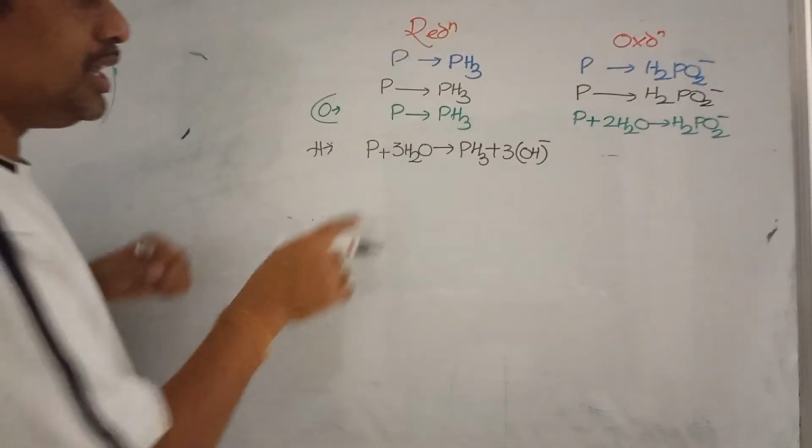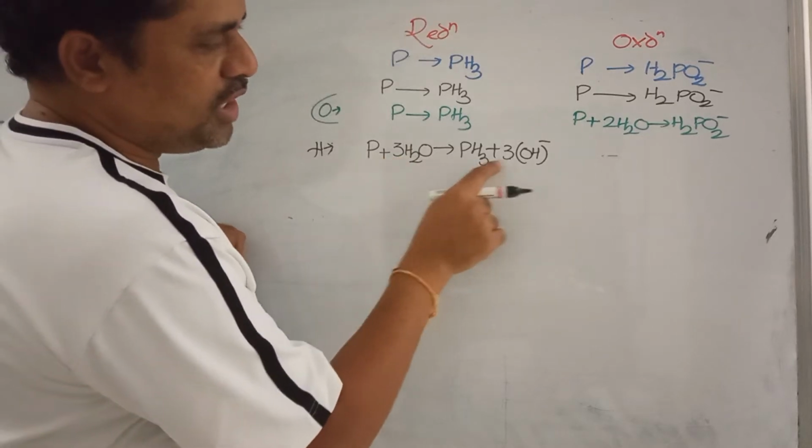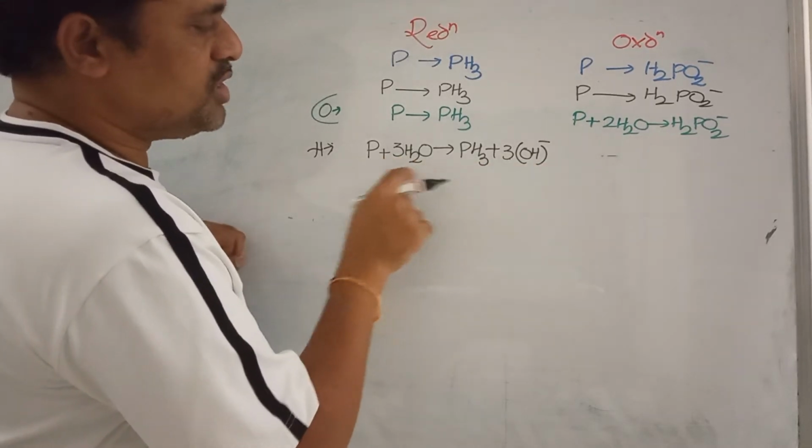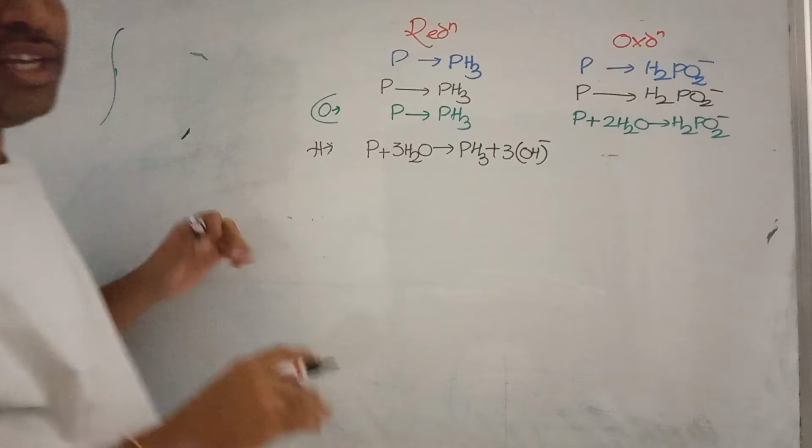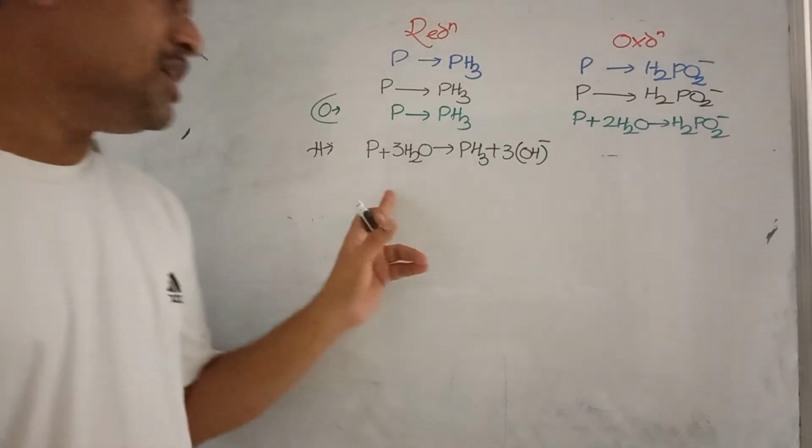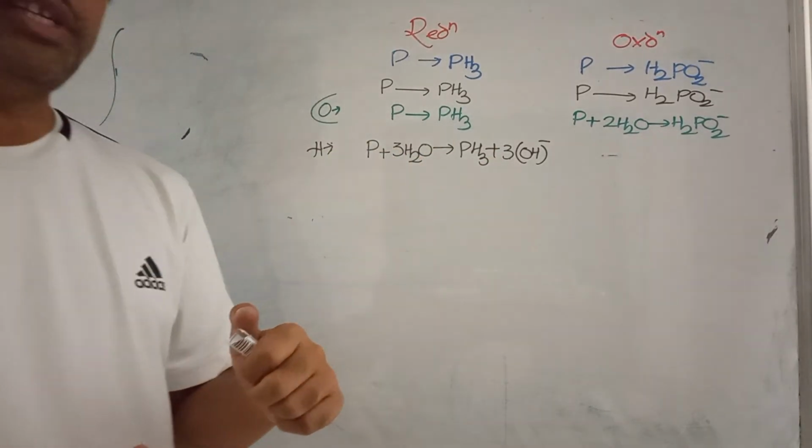Now you can check clearly. 6 hydrogens are here, 3 and 3. 3 oxygens are here, 3 oxygens. Everything is settled now. So P plus 3 H2O gives us PH3 plus 3 OH minus.